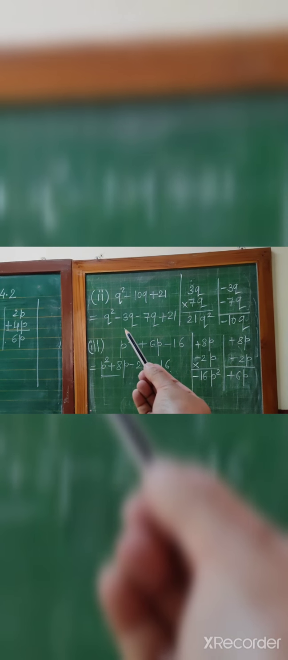Pair you will make, from here you can take common q, and from here 7 minus 7. So inside the bracket you will change the sign. Now minus 16, we will break in such a way that when we are adding or subtracting we are getting 6p, and when multiplying minus 16 p square. So you can see here 8 to 16, and if before the greater number we put a positive sign and here negative, then subtraction will be there, and we get 6p. So p square plus 8p minus 2p minus 16, make pairs and then take common, and then you can solve. So here 14.2 is completed.